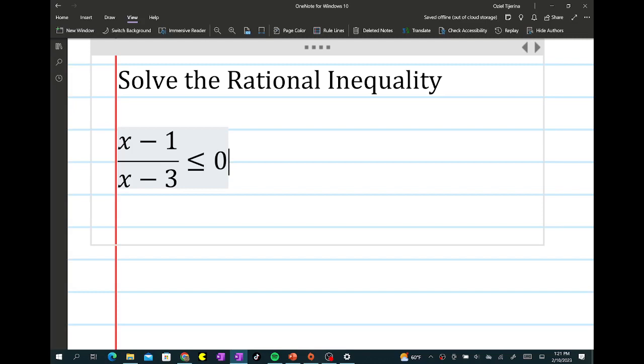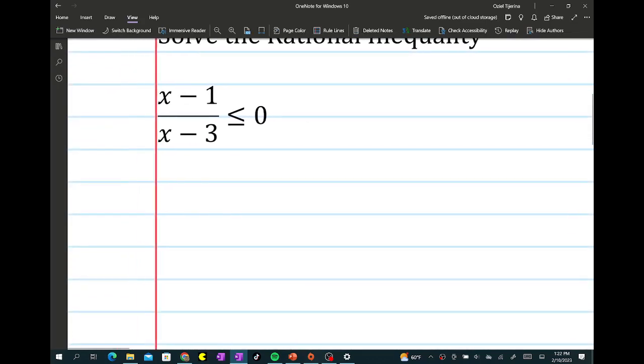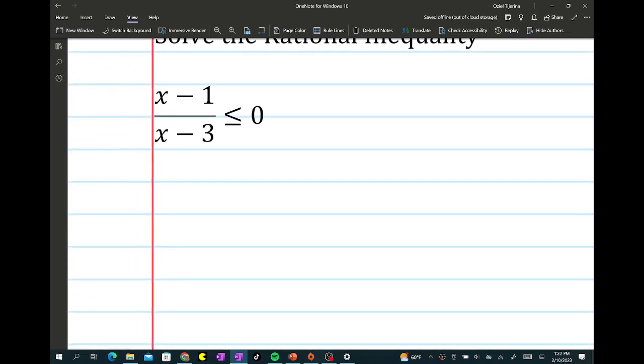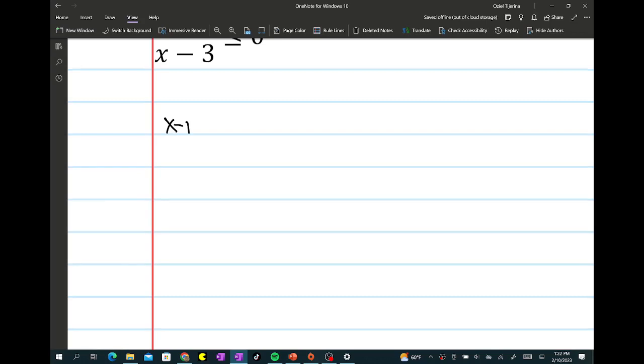So in this example, it says solve the rational inequality, and this is the rational inequality that we have: x minus 1 over x minus 3 is less than or equal to 0. The first thing that I want to emphasize here is, let me just write it down. x minus 1 over x minus 3.